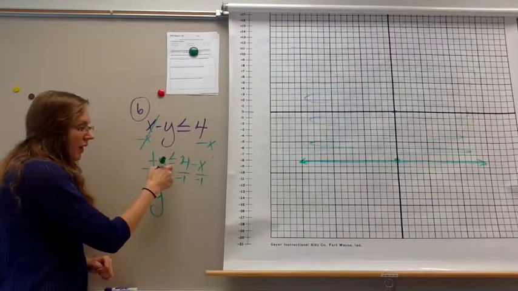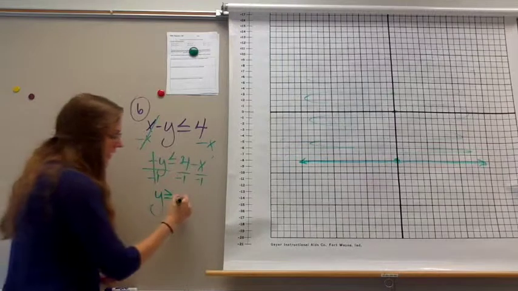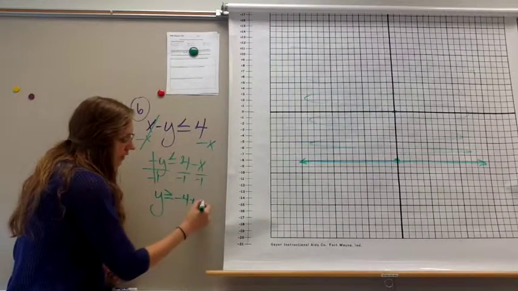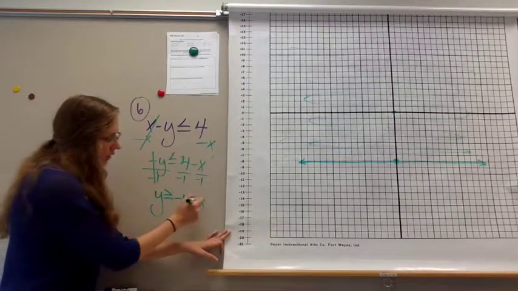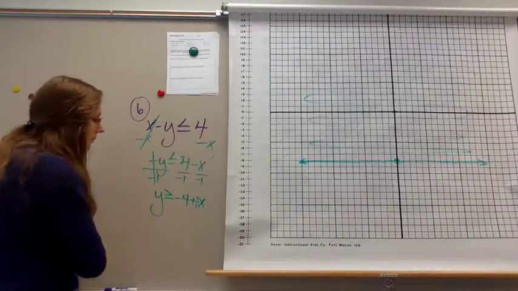So if we do that, we divide it by a negative, so we flip our sign. 4 divided by negative 1 is a negative 4. And negative X divided by negative 1 is a positive X. Now it's a little more recognizable. Our slope, 1 over 1, and our y-intercept of negative 4.